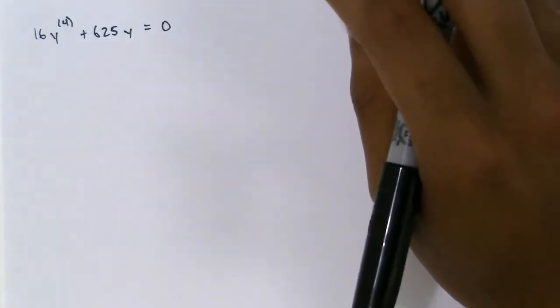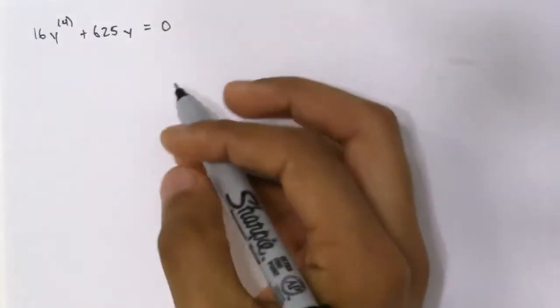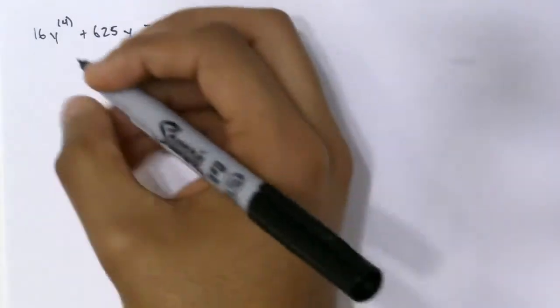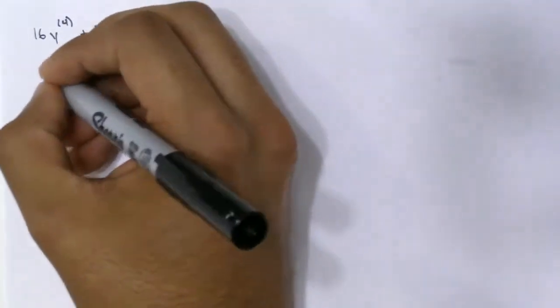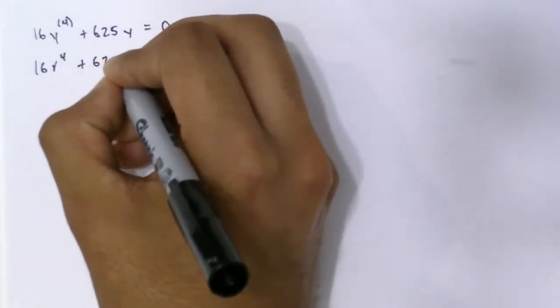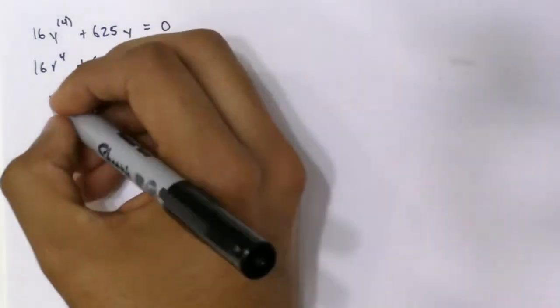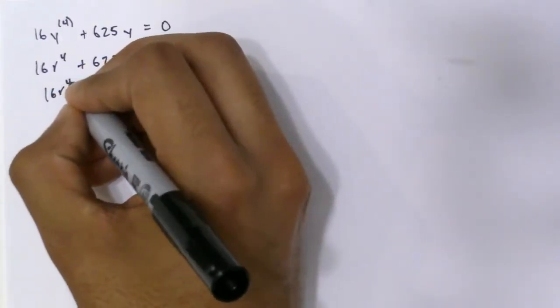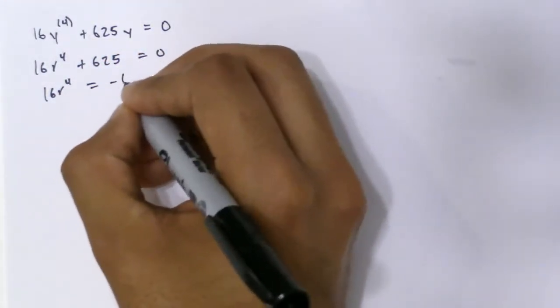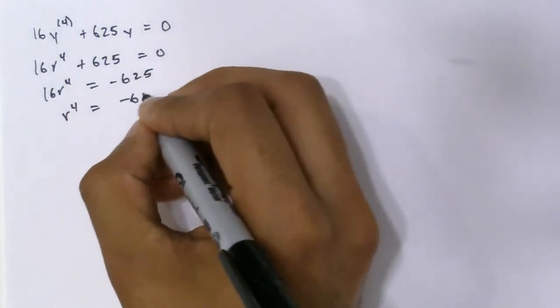So I want to try to simplify it by using Euler's equation and show you a more elegant way of doing this, I think. So, here we go. We're going to start off by writing the characteristic equation. So 16r to the fourth plus 625 equals 0. And we can solve that pretty simply by subtracting, then dividing. So, get r to the fourth.